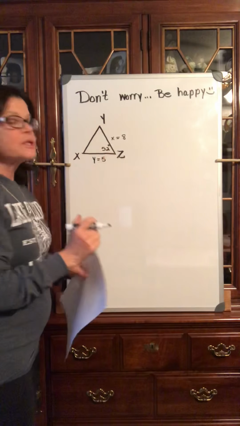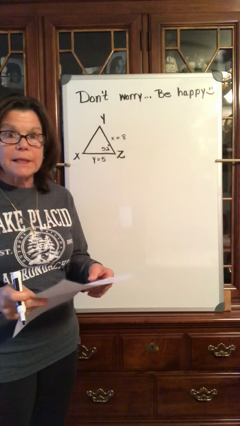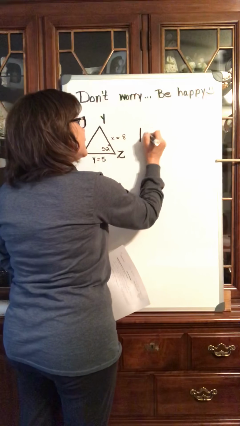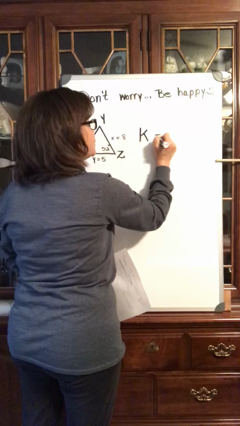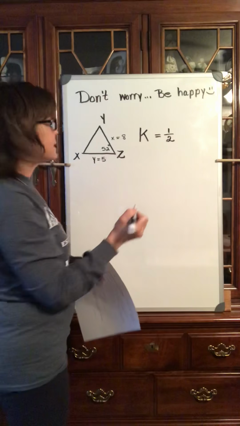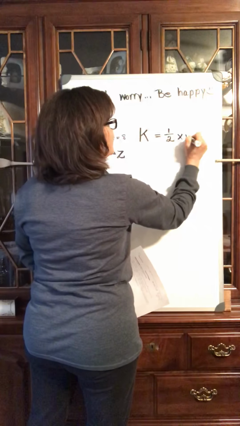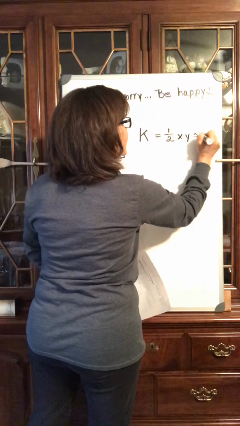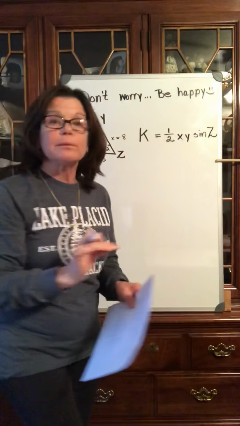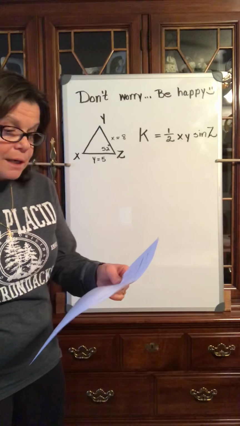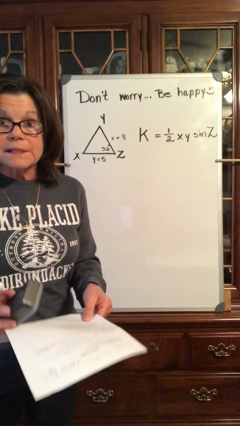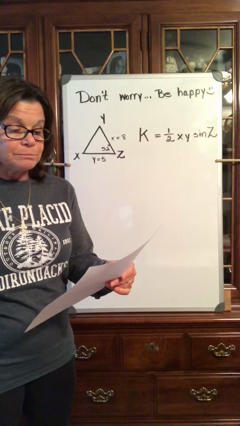So this is a situation where you know two sides and the included angle. So we have to use that new area formula where K is equal to 1/2 times the two sides, x times y, times the sine of the included angle, and the included angle is Z. Plug into the formula, look at my notes. The answer is 15.760 feet. And remember, because it's area, it's got to be labeled feet squared.